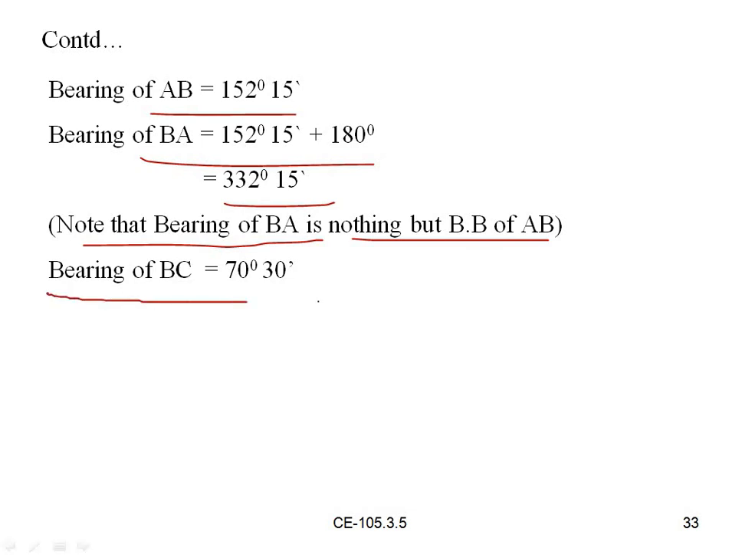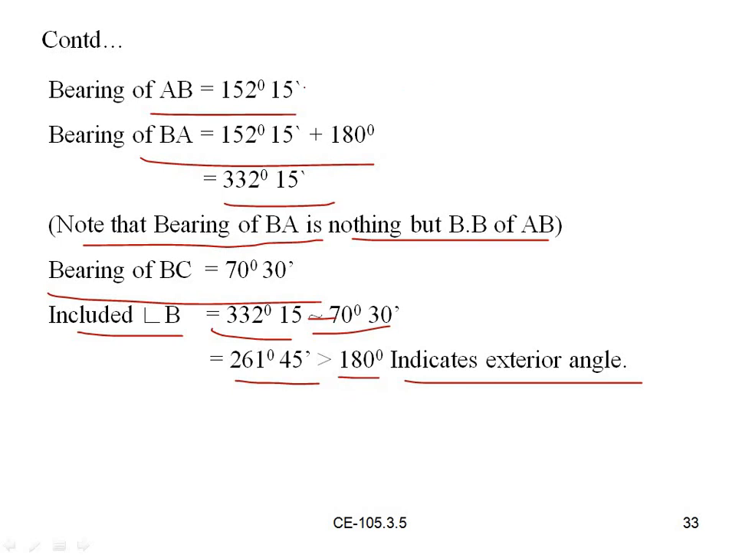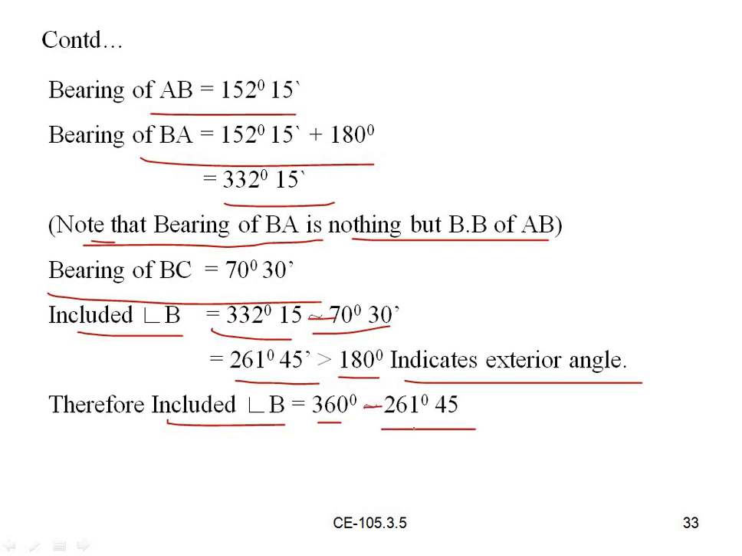The next, bearing of BC is equal to 70 degrees 30 minutes. So included angle B is equal to 332 degrees 15 minutes minus 70 degrees 30 minutes, which is equal to 261 degrees 45 minutes, greater than 180 degrees. It indicates the exterior angle. So therefore, included angle B is equal to 360 degrees minus 261 degrees 45 minutes. Then we will get 98 degrees 15 minutes. Next one, example 7.